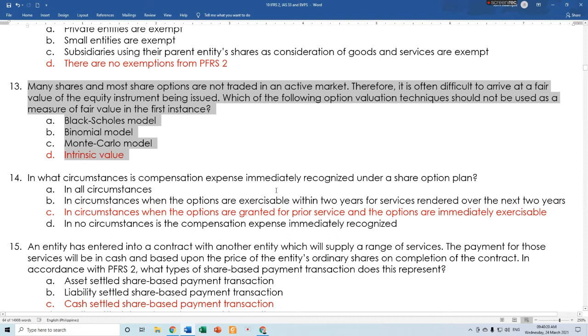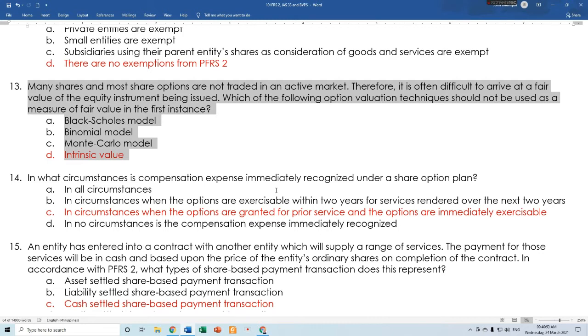Okay. Many shares and most share options are not traded in an active market, therefore walang immediate na fair value ng measurement ng ating equity instrument. So, which of the following option valuation techniques should not be used as a measure of fair value in the first instance? In other words, during the grant date or initial measurement date. The answer is letter D, intrinsic value.